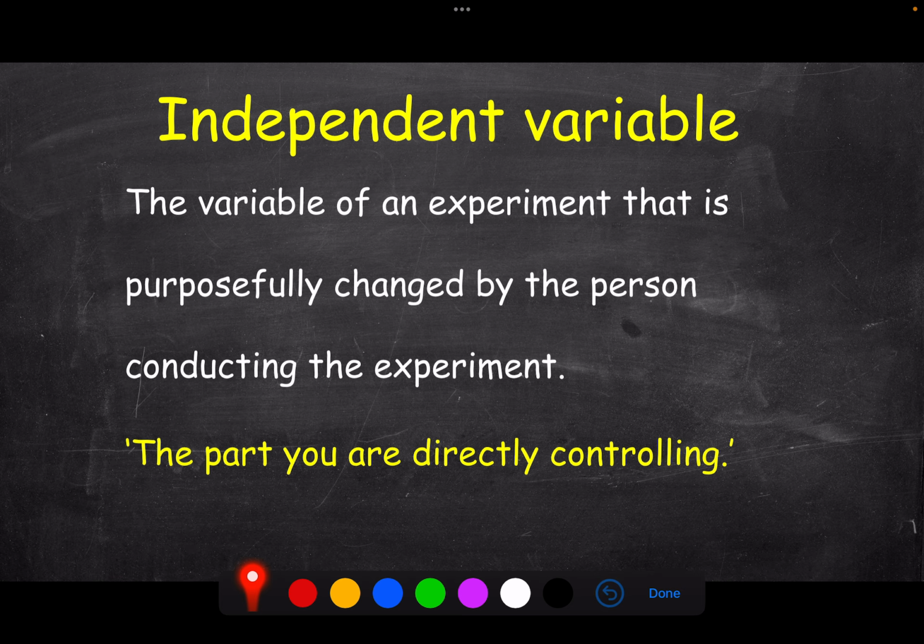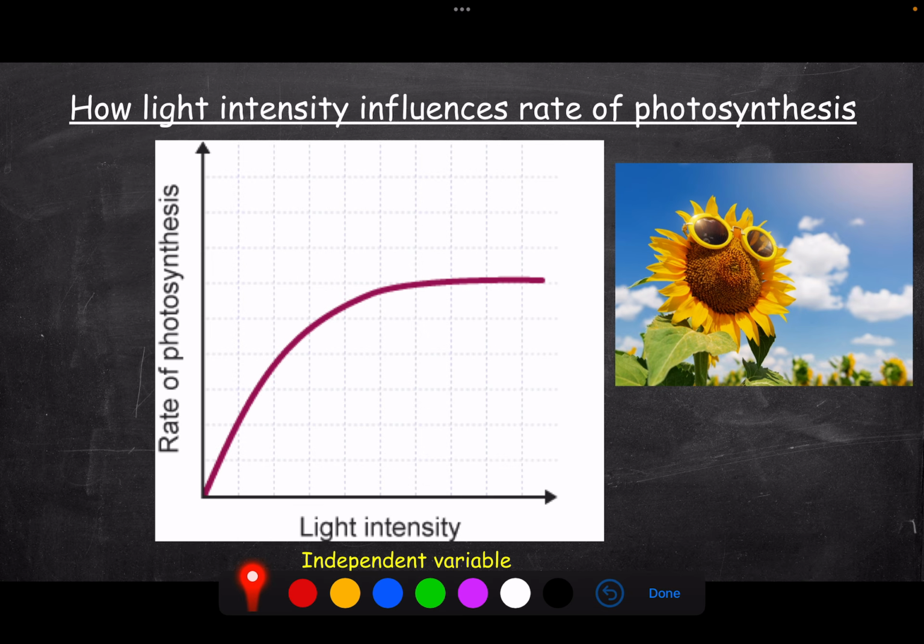The independent variable is the variable of an experiment that is purposefully changed by the person conducting the experiment. Another way to think about it, it is the part of the experiment that you are directly controlling. If you look at an example of that, well, first off, an easy way to tell an independent variable from a graph is that the independent variable will always be along the x-axis of a graph. So it'll always be found on the x-axis. In this case, it is the intensity of light.